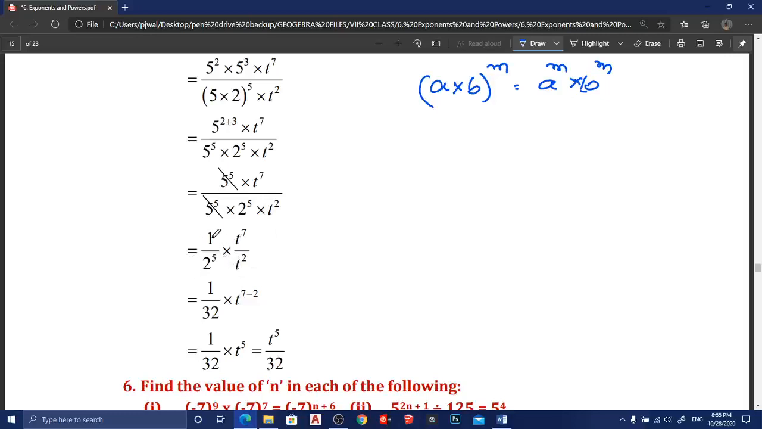So you can write this 1 by 2 to the power of 5 as 1 by 32, by taking the value of 2 to the power of 5: by multiplying 2 five times, you will get 32. Now t to the power of 7 by t square is again in the form of a to the power of m by a to the power of n, which is nothing but a to the power of m minus n. Bases are equal, powers are different, and you are dividing. Second formula, a to the power of m minus n: you have to take the subtraction of the powers. T to the power of 7 minus 2 is t to the power of 5.